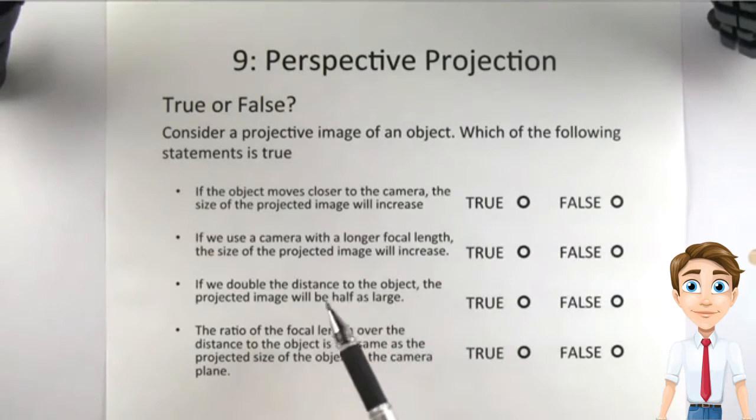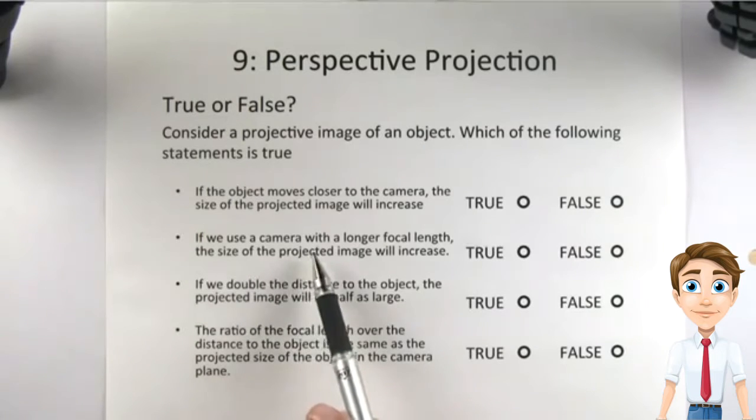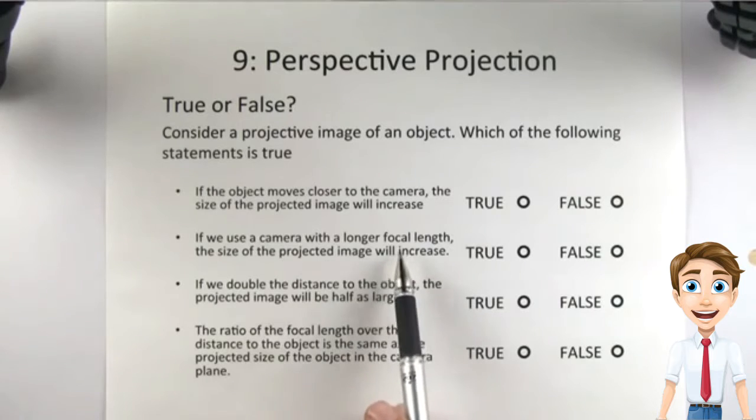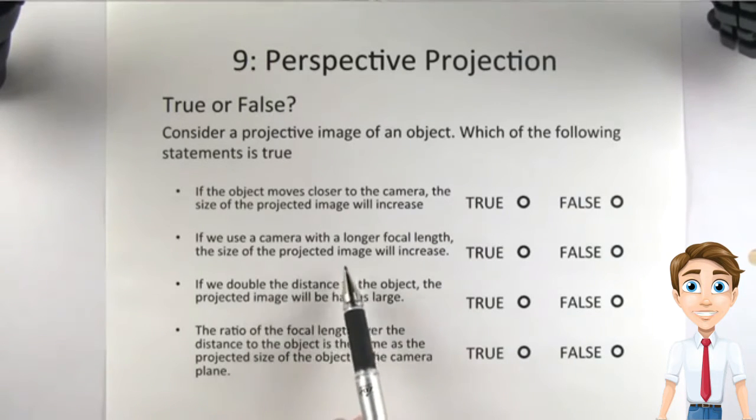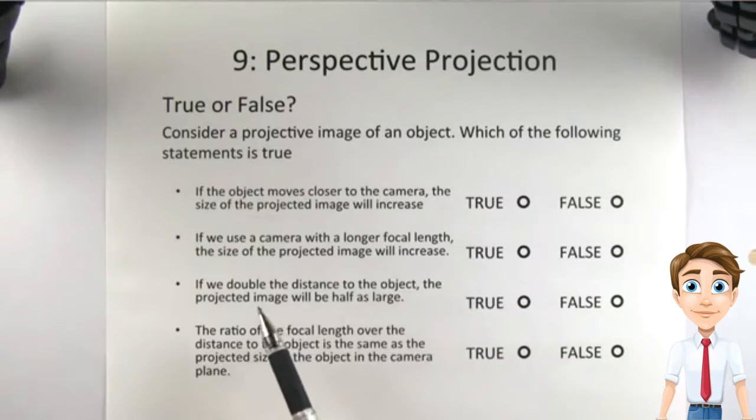Please just check one. If we use a camera with a longer focal length, as a result of using the longer focal length, the size of the projected image will increase. Check one. If we double the distance to the object, the projected image will be half as large as before. Check one. And finally, the ratio of the focal length over the distance to the object is the same as the projected size of the object in the camera plane. Please check true or false.